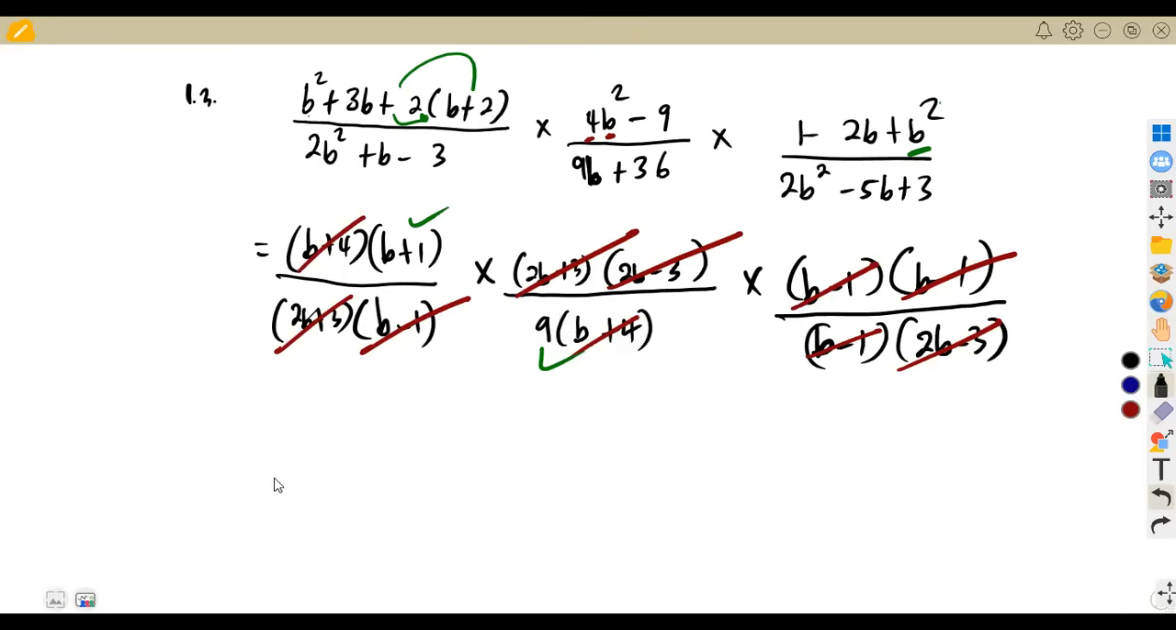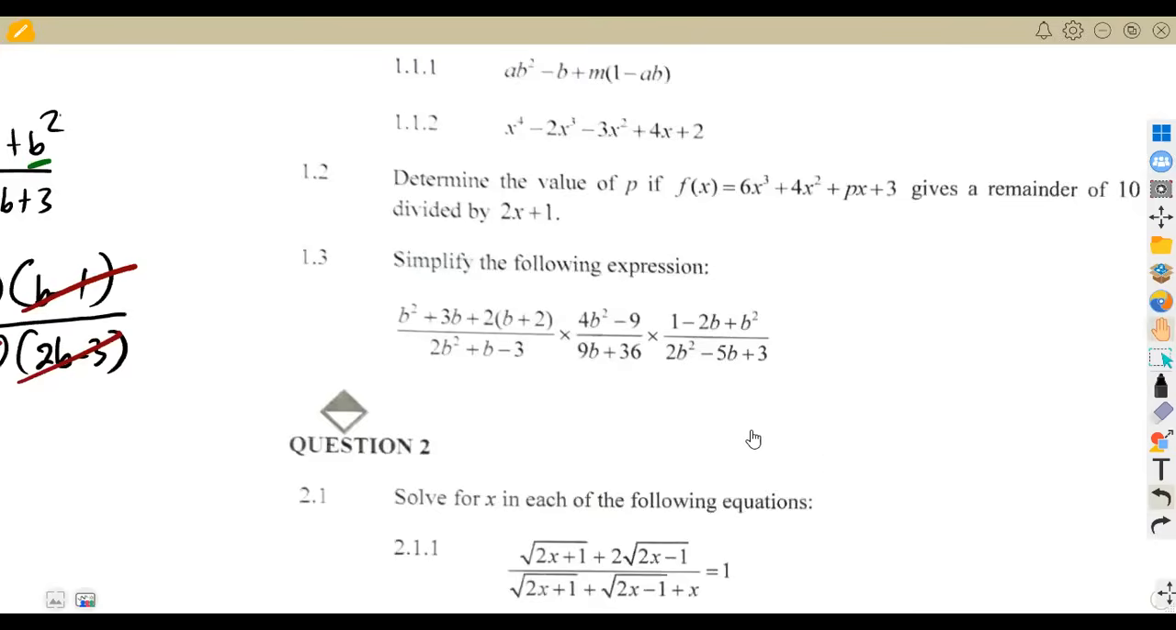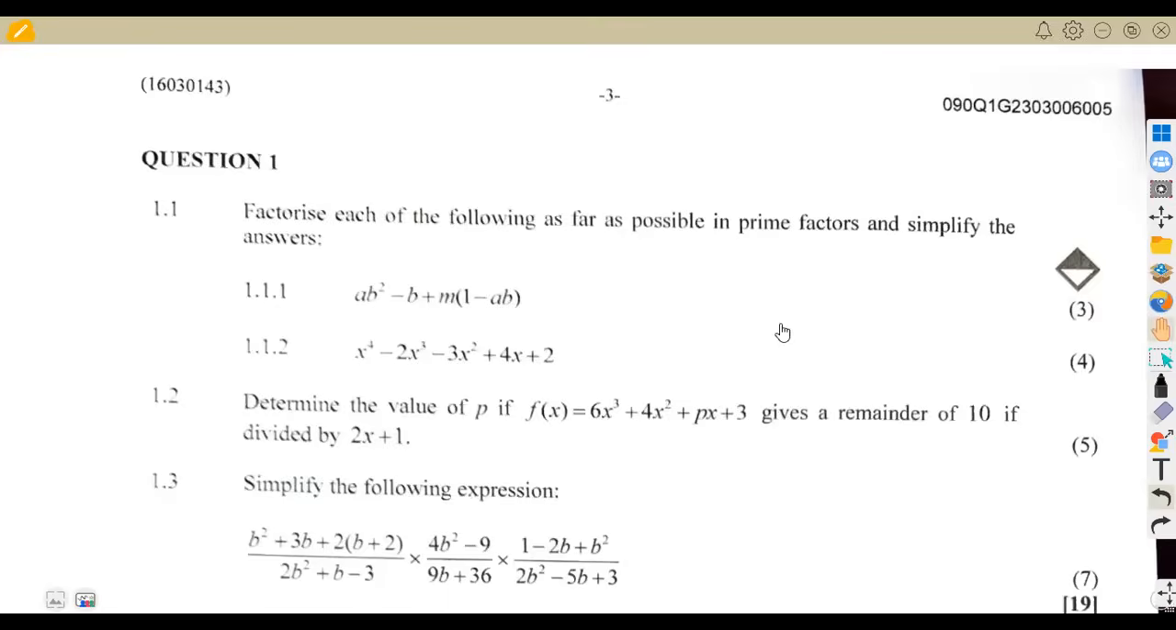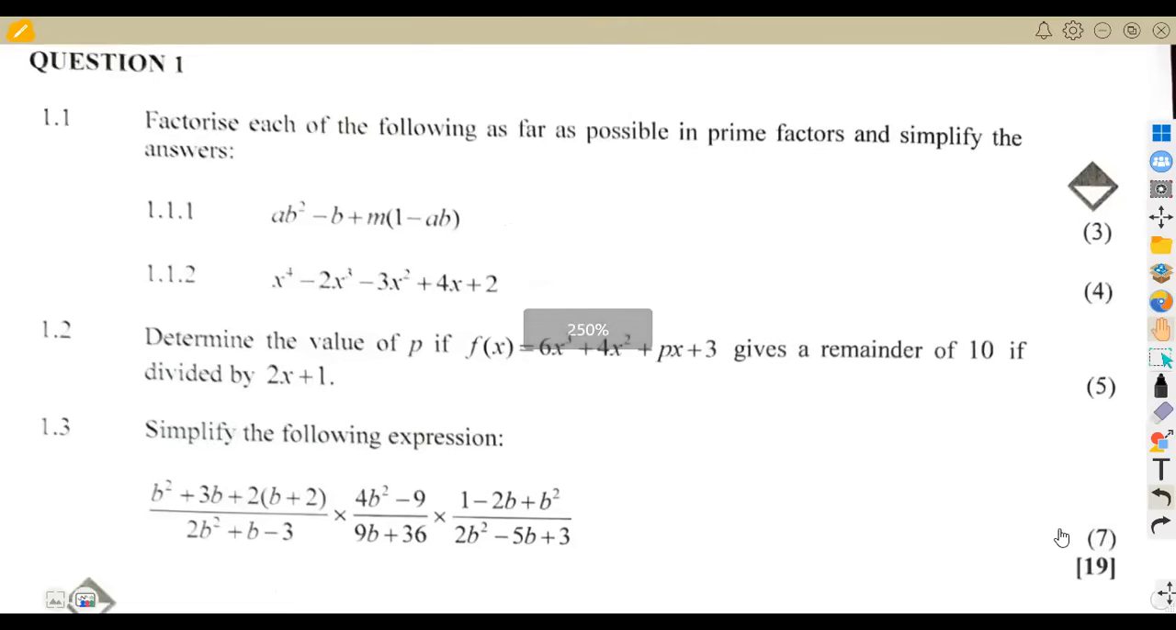So the answer is going to be, like I see, on top we are left with b plus 1. In the denominator here, we are left with a 9. So it's going to be b plus 1 over 9. Just leave your answer like that. All right, that was it. 7 marks for that. Okay, tell me what you think, guys. Tell me what you think in the comment section. 19 marks for this question number 1. Everything there was 19 marks, which is fine.